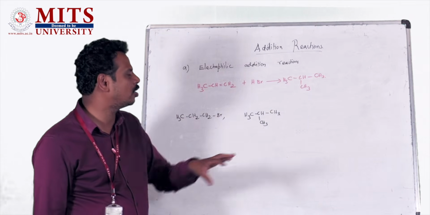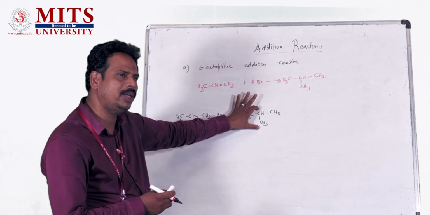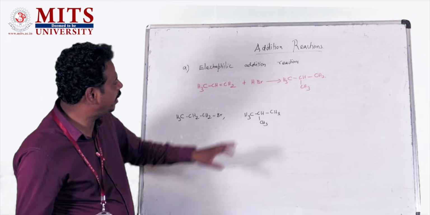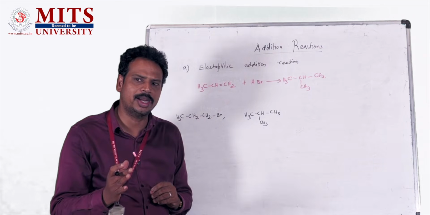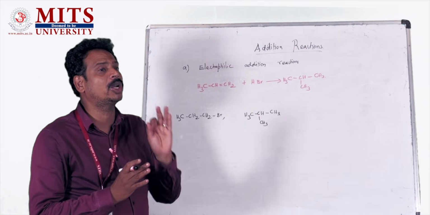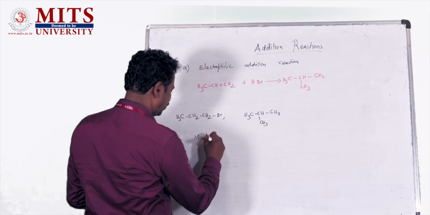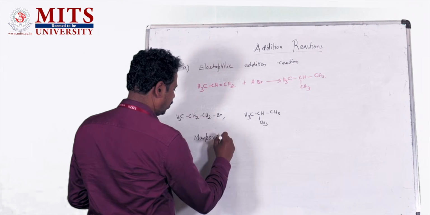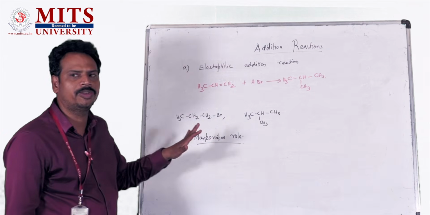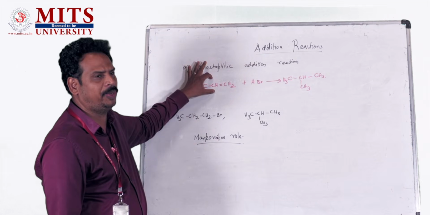Now we can see on what concept this addition is undergoing, so that we obtain only isopropyl bromide and not propyl bromide. This addition is happening, that means HBr adds to propene based on a rule called the Markovnikov rule. That is very important. Based on this particular rule, the HBr adds to this propene system.